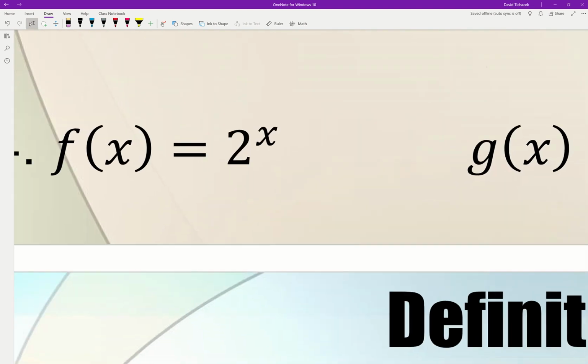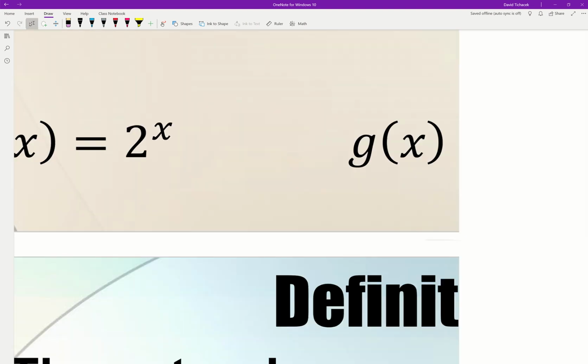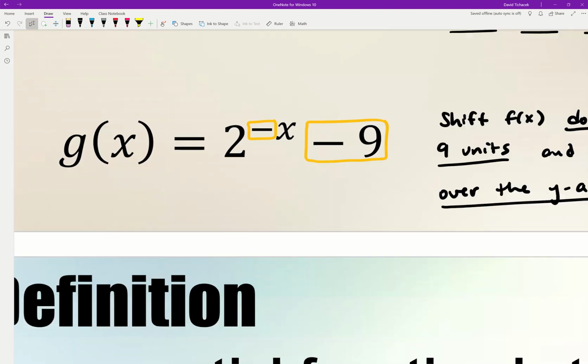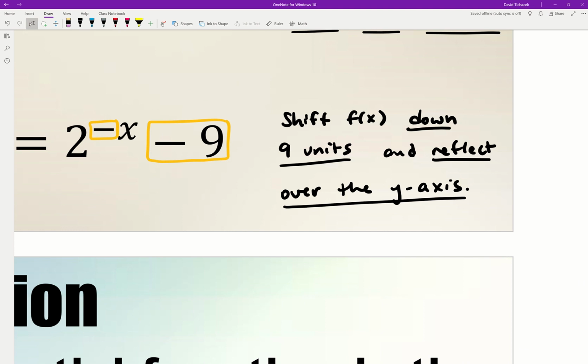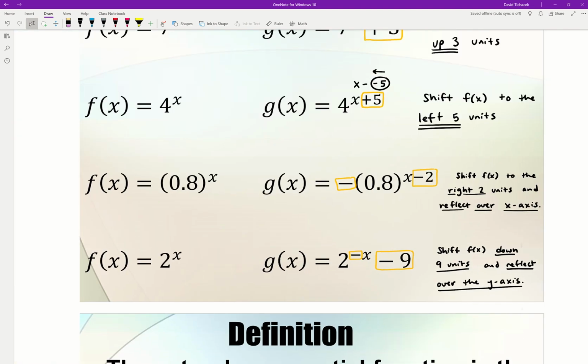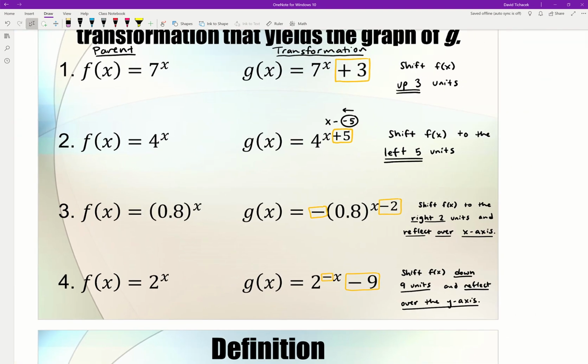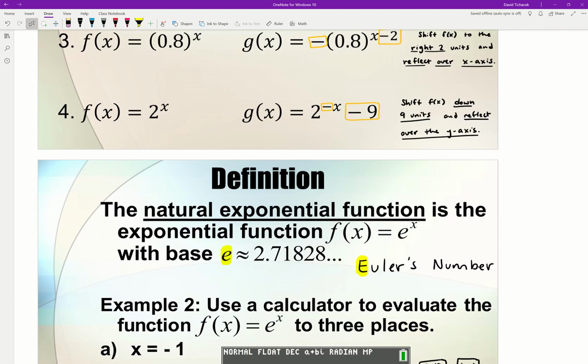For the fourth example here, we have f of x equal to 2 to the power of x, and if we change the function formula by putting a negative inside on that input and then going to the outside and doing a minus 9 away from the output, we create these transformations. We're going to shift the graph down 9 units because of that minus 9, and then we're going to reflect over the y-axis because of that negative on the input. Those are basically the same transformations that we've seen for other types of functions, but this is what they would look like for exponentials.